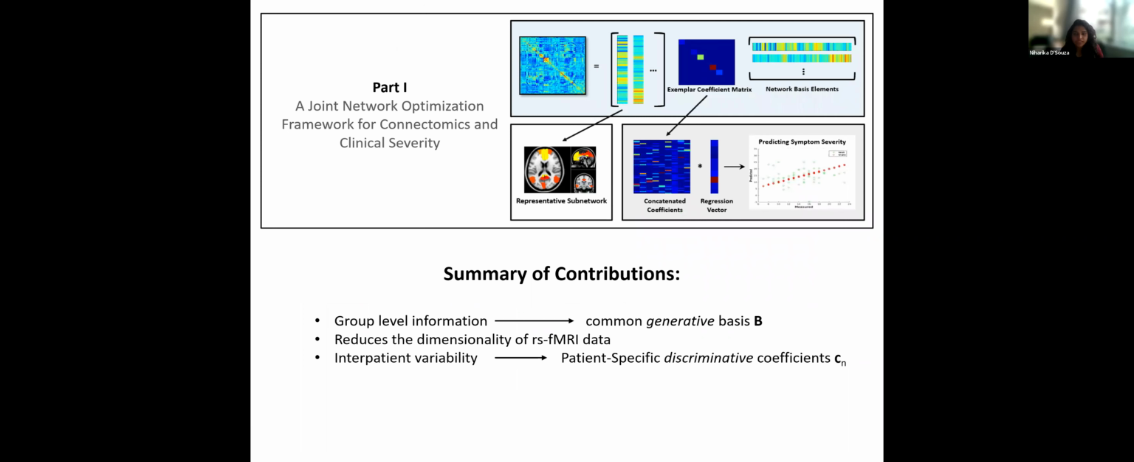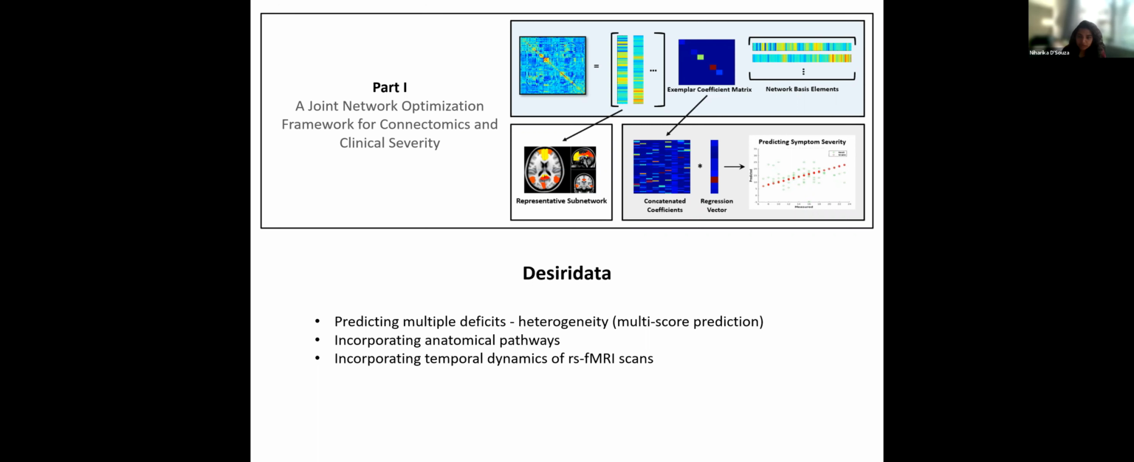So to summarize what we have seen so far, our model has introduced a common generative basis which captures group level information and also acts as a dimensionality reduction. Our discriminative coefficients capture heterogeneity in the population, while our joint optimization helps extract generalizable and interpretable representations. Now, some of the limitations we would have liked this model to address are listed here. First, we would like to obtain flexible representations which can explain multiple behavioral deficits simultaneously. And this would help in a more holistic characterization of such complex disorders.